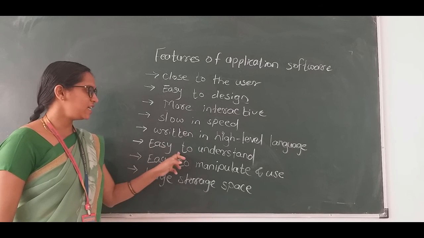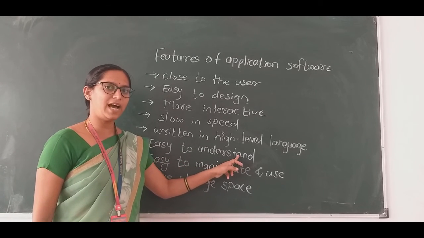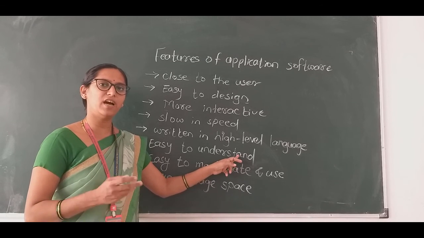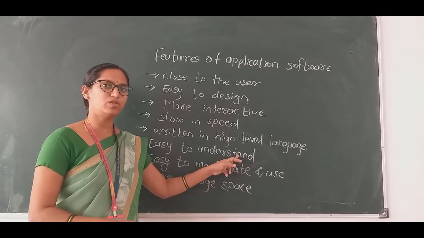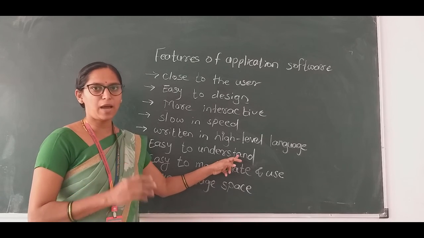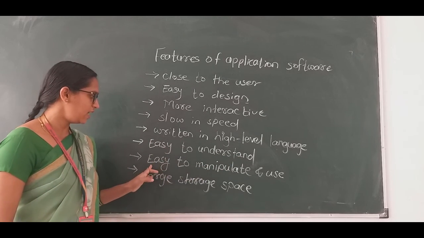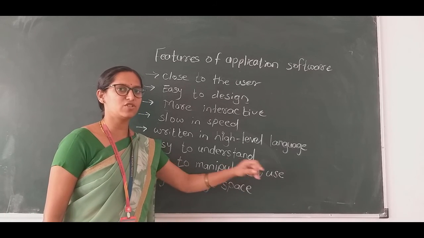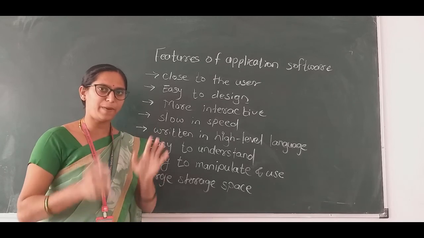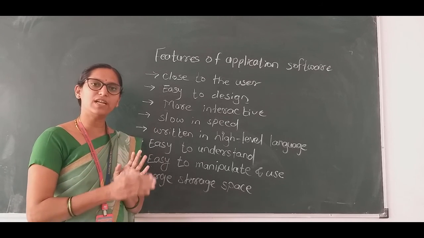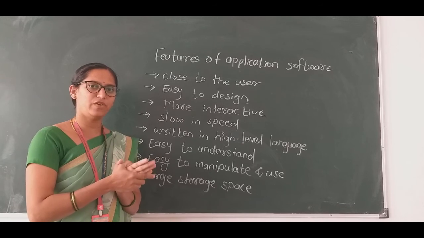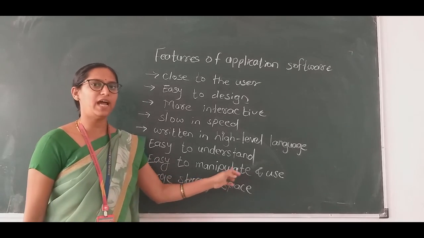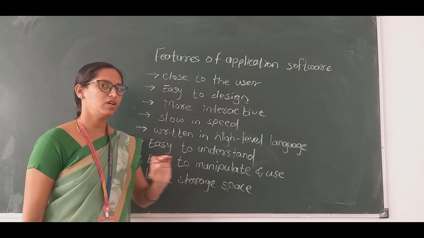Okay, next one is easy to understand. Why? Because of the syntax of high level languages. That's why it is easy for unknown users or new users to understand when designing or developing application software. Okay, next is easy to manipulate and use. Why? Because all application software provides different guidelines on that platform. That's why an unknown user can move forward easily from one phase to another. That's why that feature shows it is easy to manipulate and easy to use for the unknown user.